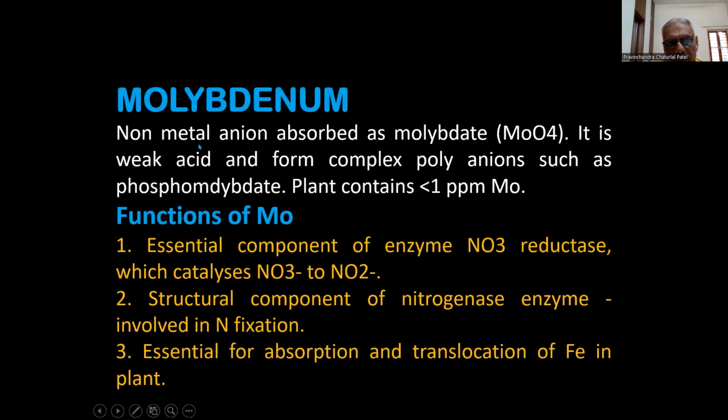Molybdenum is a non-metal anion absorbed as molybdate, MoO4. It is a weak acid and forms complex polyanions such as phosphomolybdate. Plants contain less than 1 ppm molybdenum. Functions of molybdenum: essential component of the enzyme nitrate reductase, which catalyzes nitrate to nitrite; structural component of nitrogenase enzymes involved in nitrogen fixation; essential for absorption and translocation of iron in the plant.